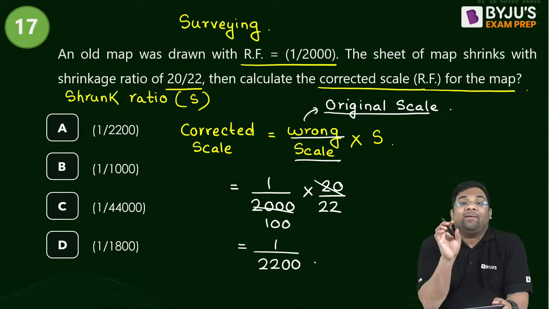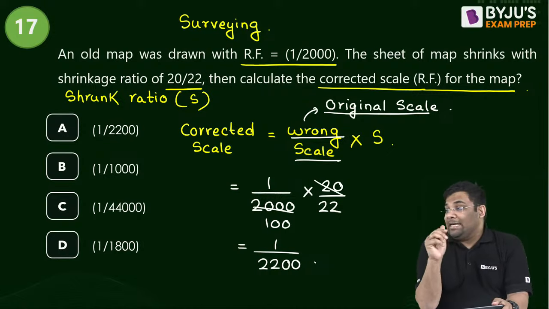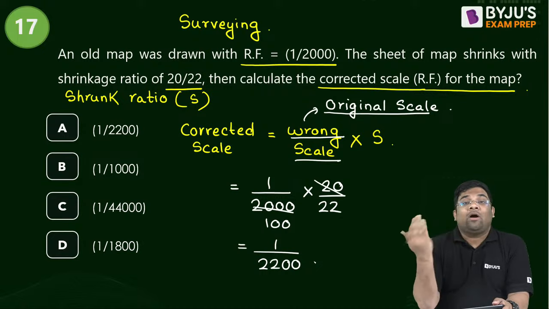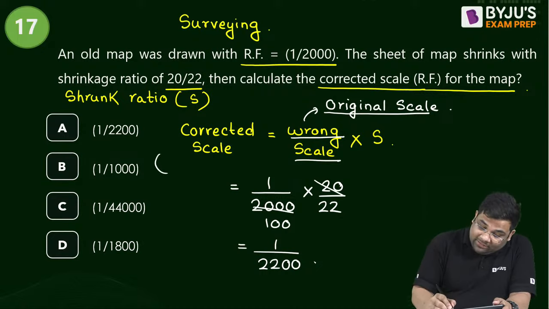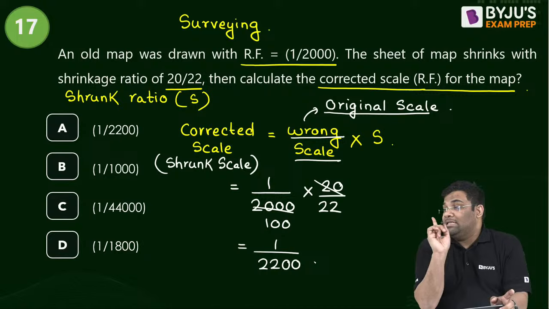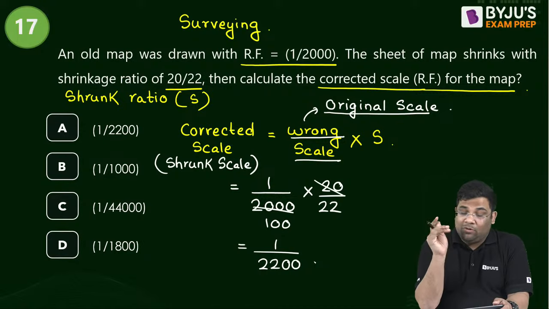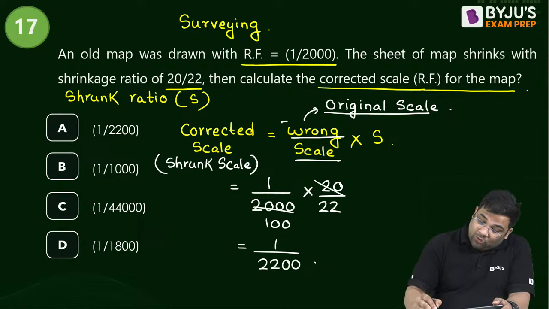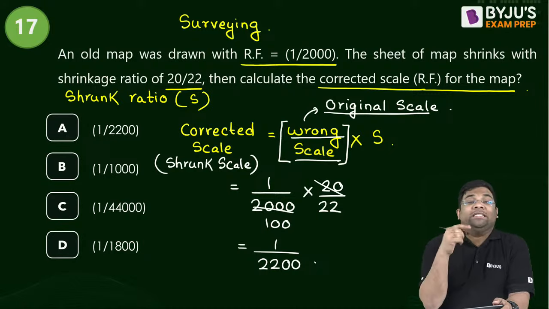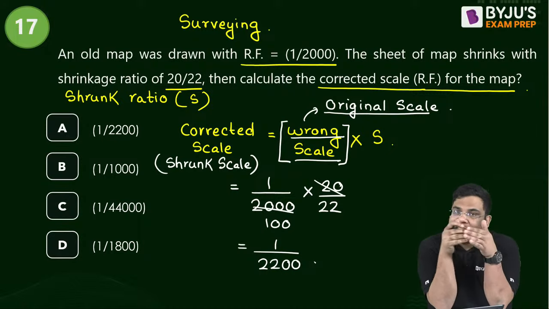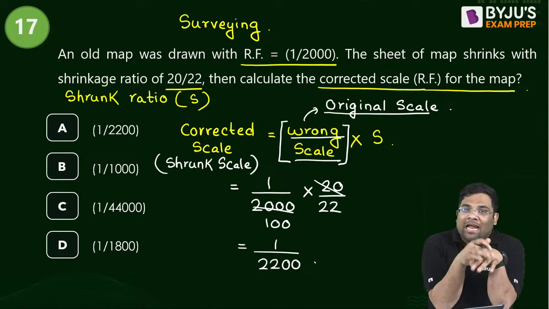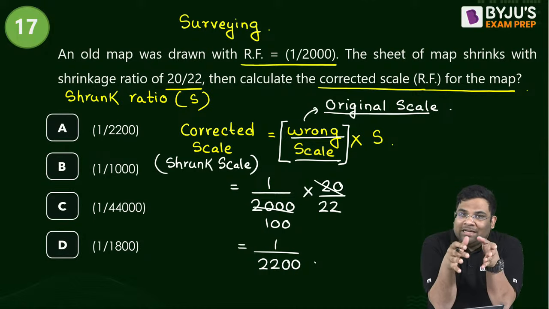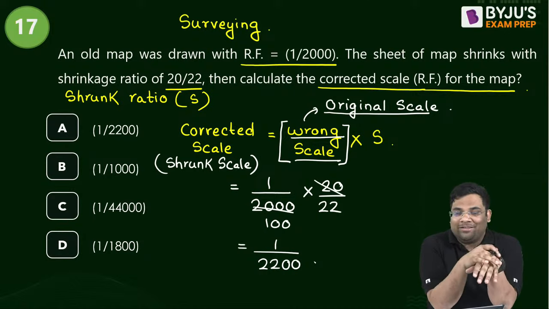So remember that the wrong scale is the original scale, because once the map shrinks, the original will become the wrong one. And the corrected scale will be found out in this manner. The corrected scale will be the shrunk scale also. Many students get confused with this formula, therefore I'm explaining this formula. So, wrong scale is nothing but the original scale, because the original one after shrinkage of map became the wrong one. And the shrunk scale is the current scale, or I can say the corrected one.